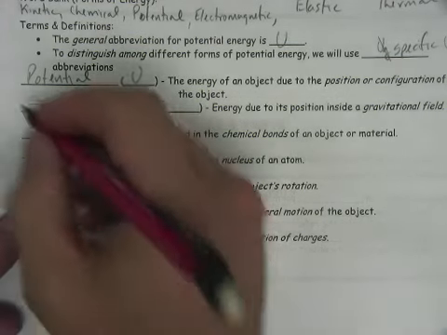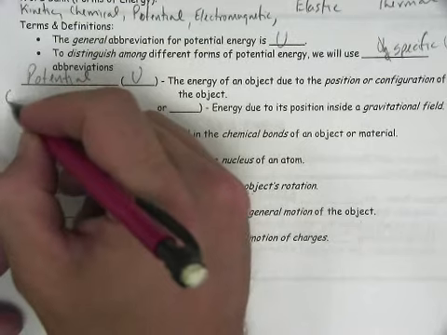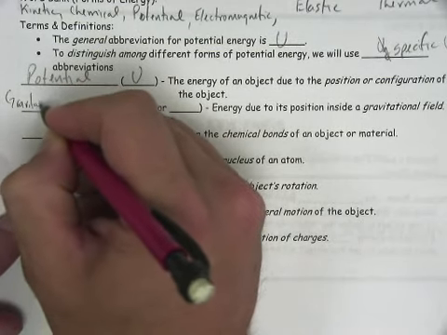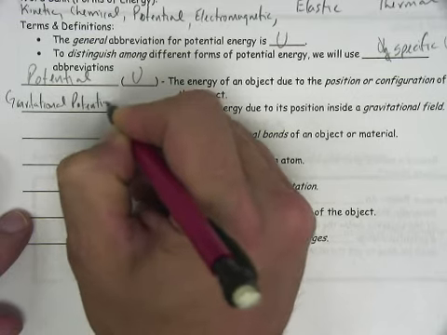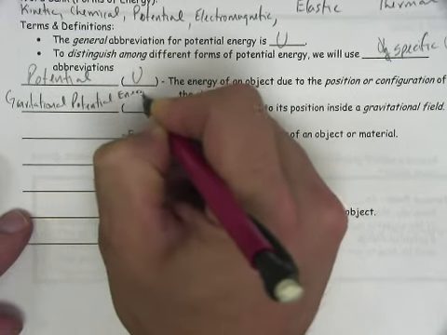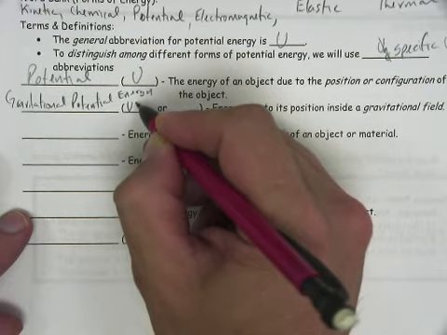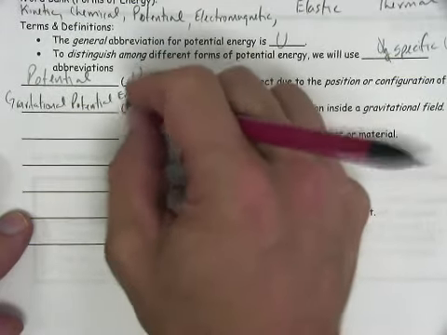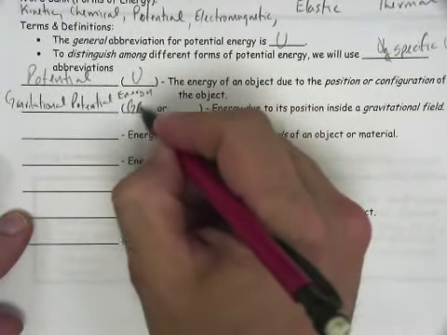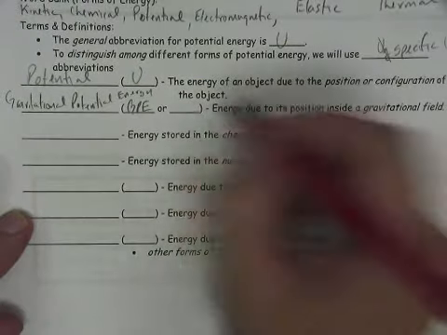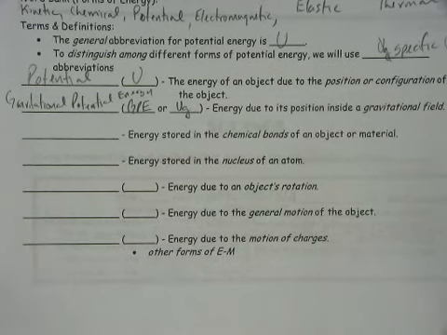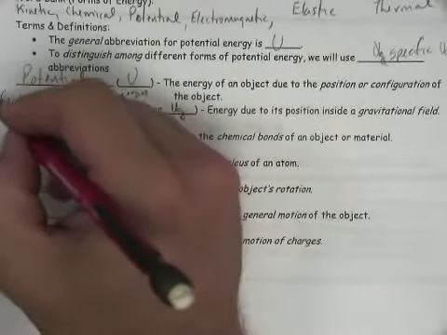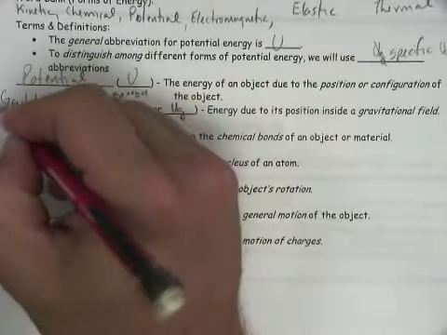All right, the next one is gravitational potential energy. I always run out of room on this one. GPE is the abbreviation, and then U_G, and that's the energy due to its position inside the gravitational field. So gravitational is probably your tip off there. We're going to spend a lot of time working through gravitational potential energy.